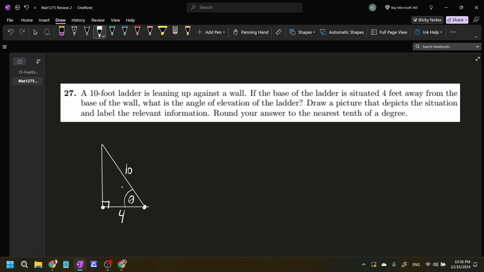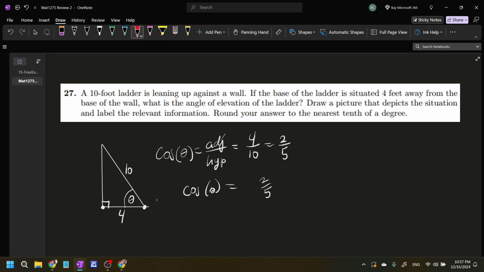Okay, so to find our angle of elevation, because we've been given the adjacent side and the hypotenuse, we're going to use cosine. Because remember, cosine of theta is equal to adjacent over hypotenuse, which in this case is 4 over 10, which we can simplify down to 2 over 5. So let's write this: cosine of theta is equal to 2/5.